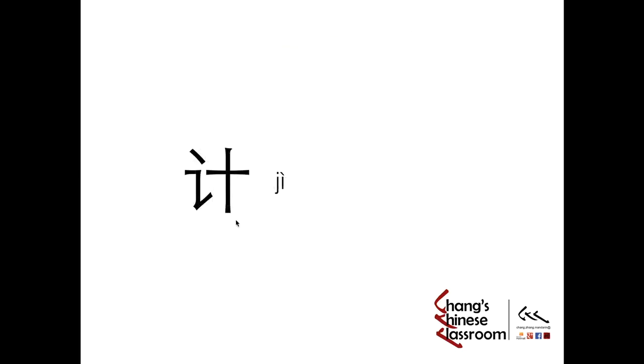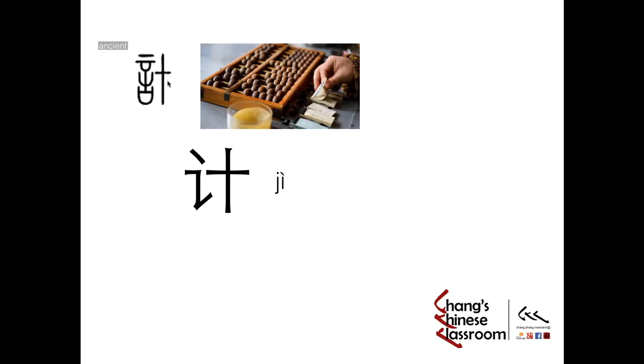Next character, 记. This is actually quite simple. This is the ancient picture. Left part means the speech or to talk, and here it means use your mouth to count. And right part, that cross means number 10 in Chinese, 十. So this word in ancient times means to calculate.